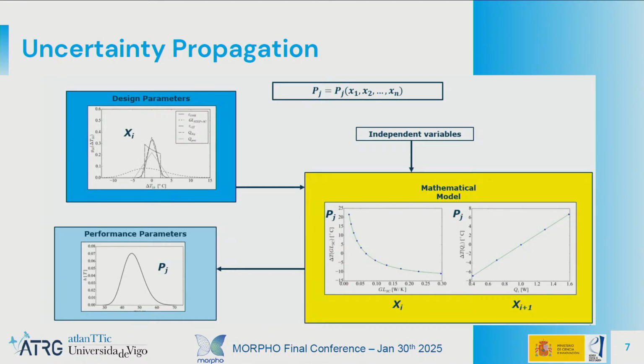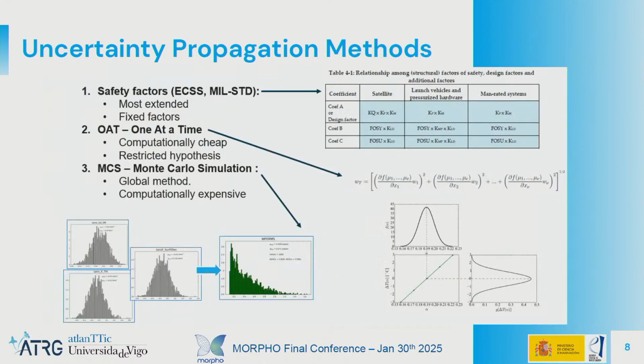So in the end, in any model, you have some performance parameters and some design parameters. Okay, and the performance parameters will be a function of these design parameters. So in the end, we can make our mathematical model work as a black box. So we insert the probability distributions of our design parameters, and we obtain our performance parameter with some uncertainty. Okay, so actually this is something usually done.